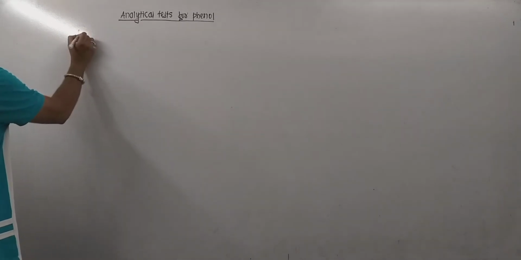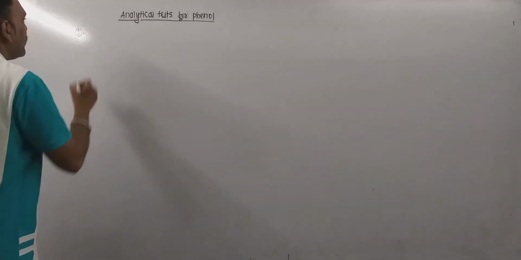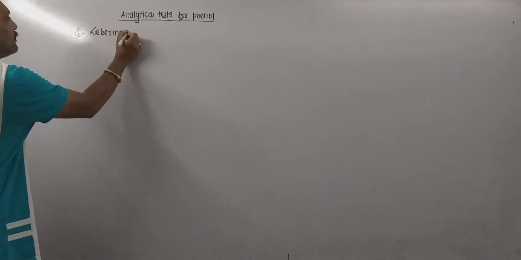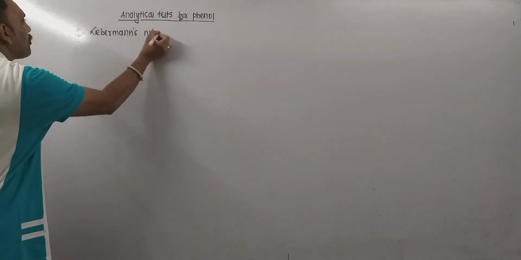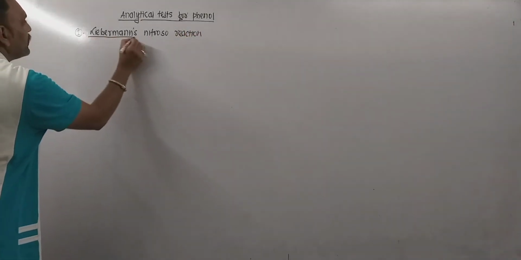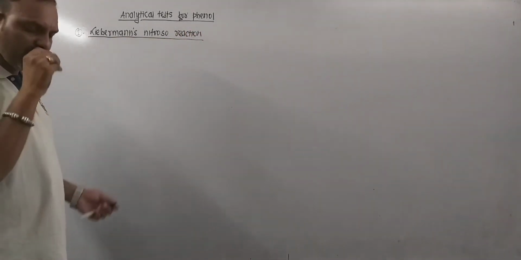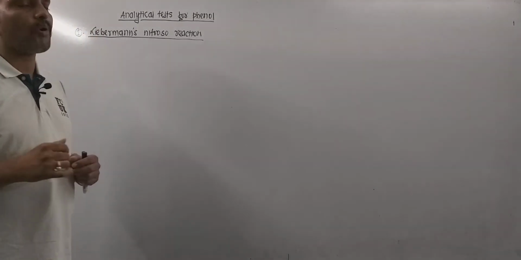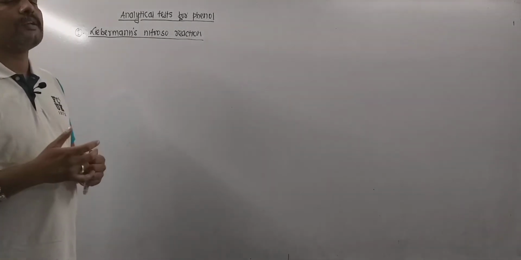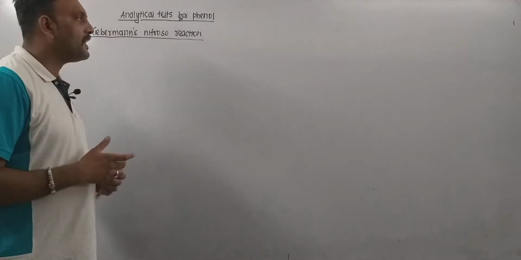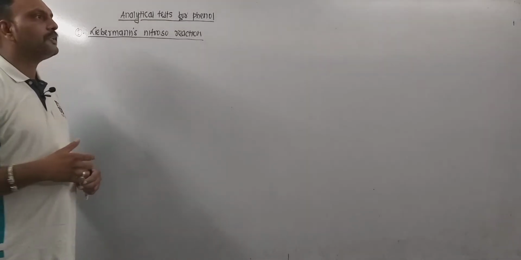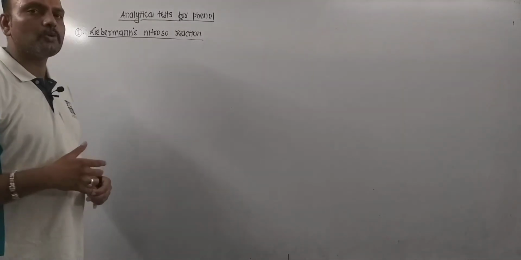So the very first and very popular analytical test for phenol is Lieberman's nitroso reaction, or one can say in simple words, the Lieberman's nitroso test. So this is a very crucial and important test. So what we need to do in this? We need to treat phenol with NaNO2, that is sodium nitrite, and concentrated H2SO4. On doing this, we get para-nitrosophenol, which happens to be green in color.